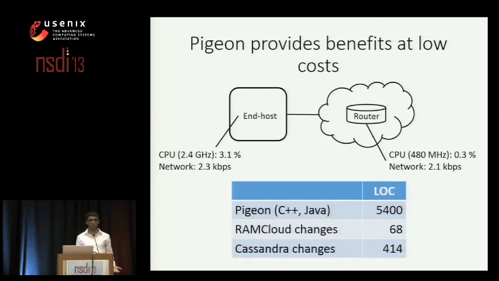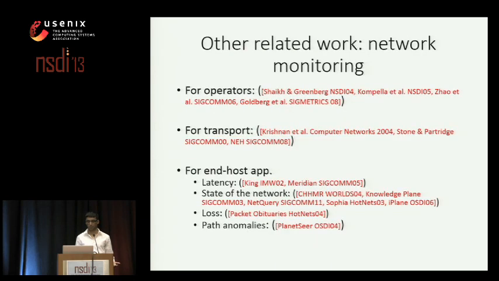And in terms of implementation burden, the current Pigeon prototype has about 5,000 lines of code, and it was fairly straightforward to integrate Pigeon with RAMCloud, which took about 70 lines of code, and with Cassandra, which took about 400 lines of code. So I'm going to go through some related work quickly, other than the work on failure detection that I've already talked about.